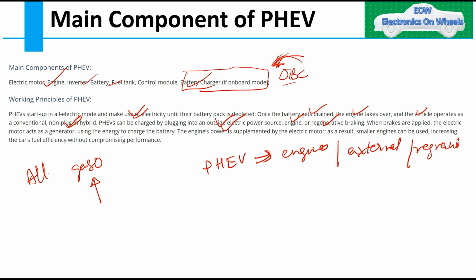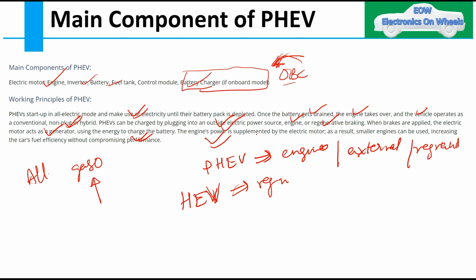So this is regenerative braking. But it is not that you cannot do regenerative braking in HEV also. In HEV also you have the regenerative option, where your motor can become an alternator which can charge your battery, and your vehicle can run on the battery. So when brakes are applied, the electric motor acts as a generator, using the energy to charge the battery, the same thing which we have seen.